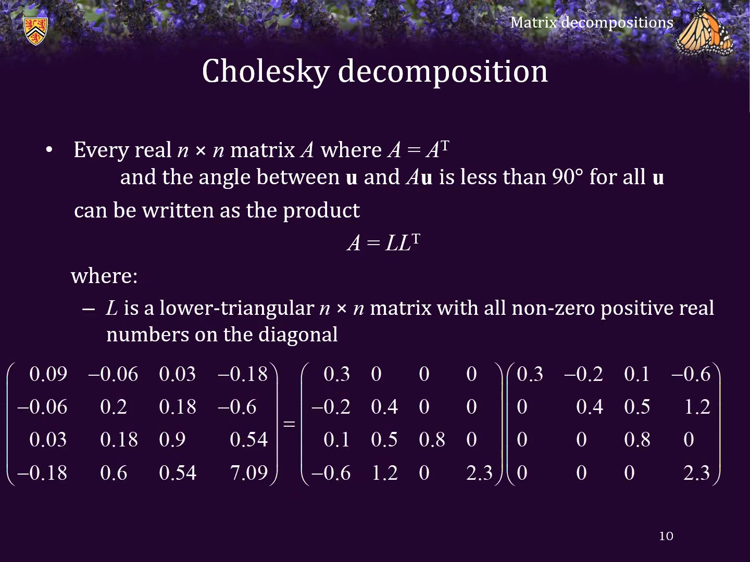So, for example, on the left we have a square matrix where the matrix is equal to its transpose. So negative 0.06 in entry 1, 2 equals negative 0.06 in entry 2, 1. Similarly, entry 4, 3 and entry 3, 4 are both equal to 0.54. And in this case, this is equal to the matrix L, which is lower triangular, times its transpose, where we flip all the entries below the diagonal to the corresponding entry above the diagonal.